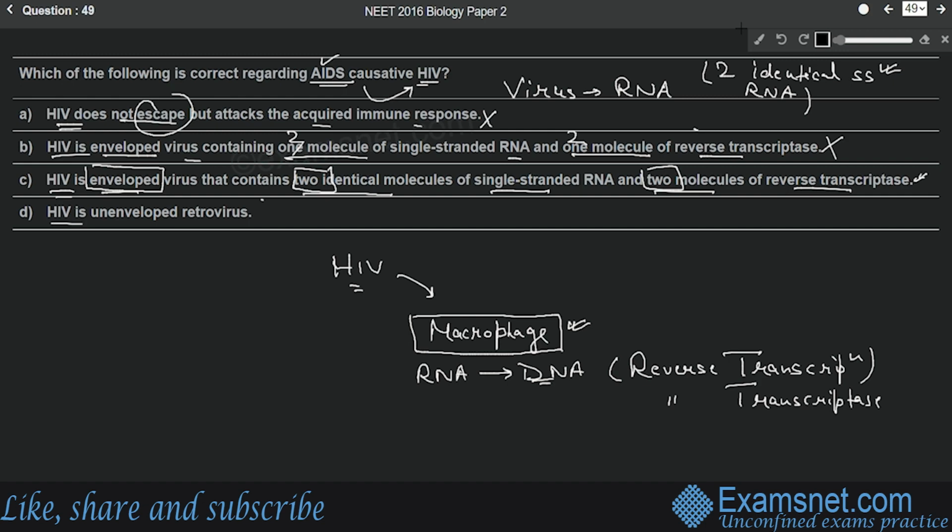Last one says HIV is unenveloped retrovirus. This is not true, because we have seen this is enveloped virus. So the only correct statement is statement C. So option C is the correct answer.